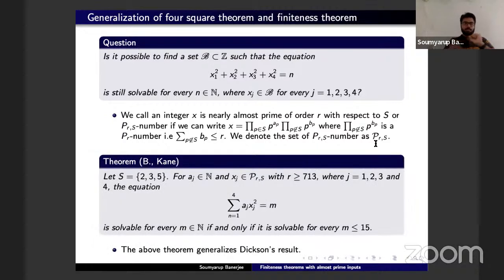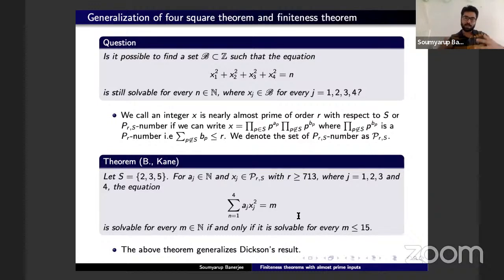Okay, now we state our theorem. Let S equal to 2, 3, 5, that is, 2, 3 and 5 are the prime numbers; these primes belong to S. Then for aj belonging to N and xj belonging to PRS, with r bigger than or equal to 713, where j equal to 1, 2, 3, the equation is solvable for every m belonging to N if and only if it is solvable for every m less than or equal to 15.